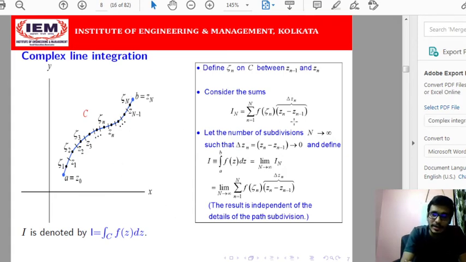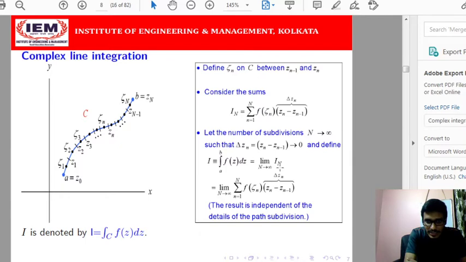For the nth segment, the difference is z_n minus z_(n-1), and this is f of xi_n, the corresponding functional value. If we multiply that, and add for n number of segments, this is called the sum of the integral. Whenever we take infinite number of points over that curve, the sum of the area of the rectangles will coincide with the overall area covered by the given curve and the corresponding functional value f(z).